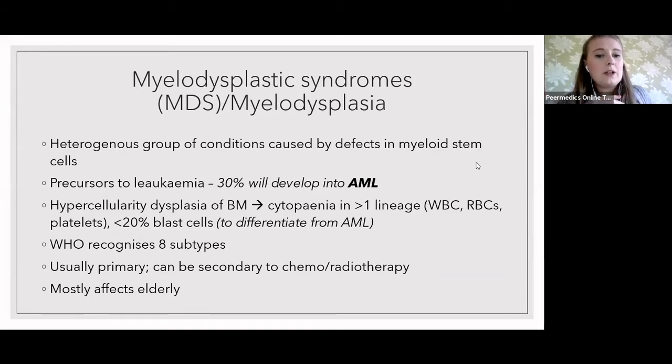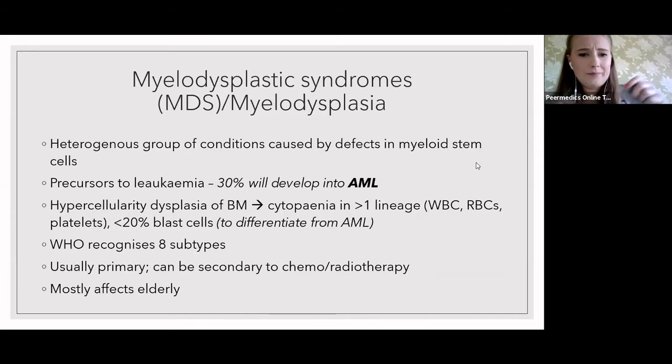So there are a bunch of conditions. I think there's about 8 of them that the WHO recognise, and you don't need to know any of them specifically. But most of them occur primary. Sometimes they can happen because you've got a patient that's got a background of having chemo or radiotherapy in the past.